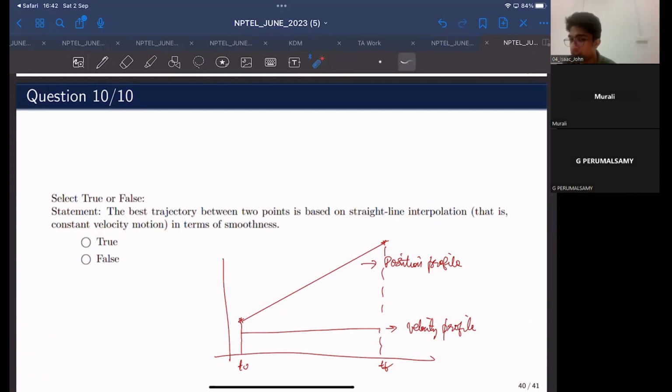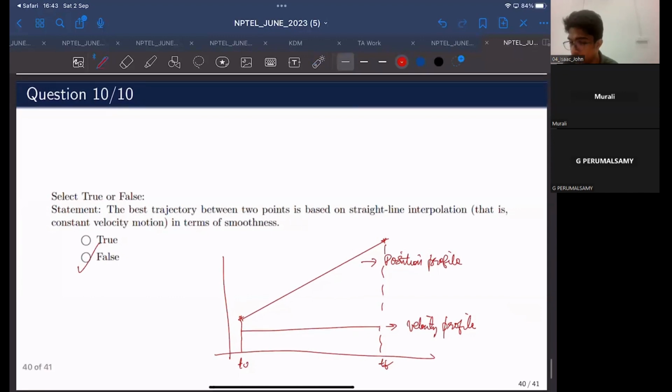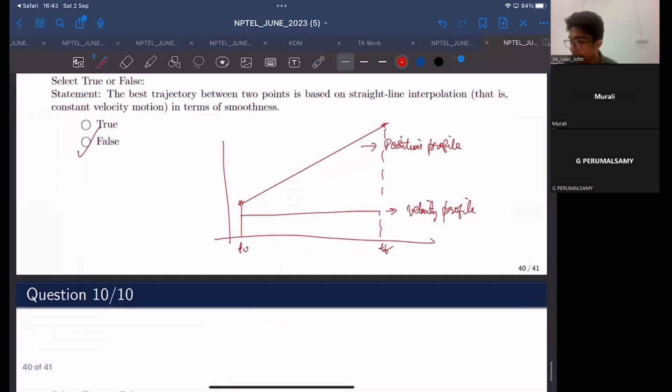And what does the question ask? It's a true or false question. It says the best trajectory between 2 points is based on straight line interpolation in terms of smoothness. Is this smooth enough? If the velocity is constant, as we have already seen, the acceleration would be infinite at t0 and infinite at tf, while being 0 between t0 and tf. So you can confidently say that straight line interpolation is definitely not the best trajectory in terms of smoothness. So the answer is indeed false. Option 2, false. Okay, that is again the correct answer.